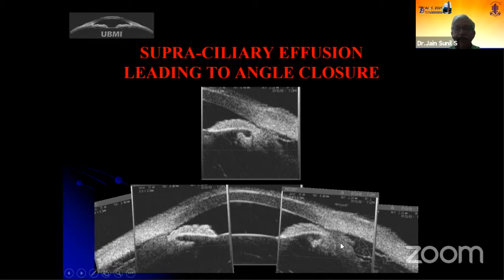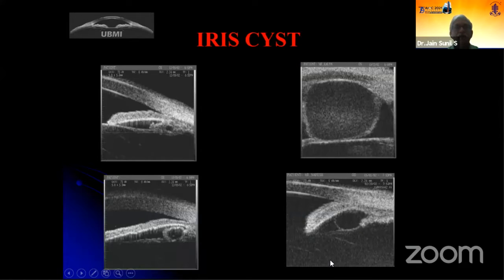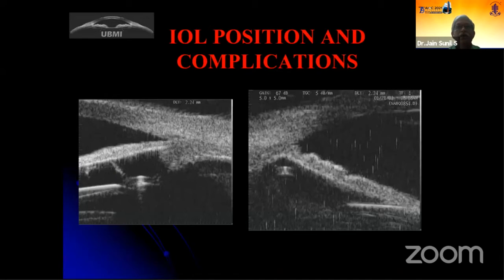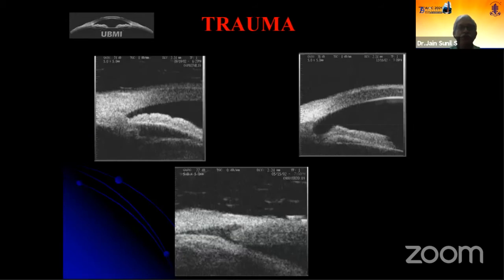Again, you might miss the supraciliary effusion because you can't see with gonioscopy what's beyond the iris. An iris cyst might appear as a pupillary block glaucoma. It's only with imaging technologies that you will be able to diagnose an iris cyst. Sometimes malpositioned intraocular lenses cause UGH syndrome, because the haptic constantly irritates the ciliary body or the iris. This can be detected only on imaging technologies.